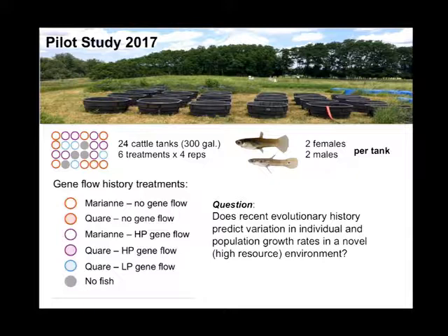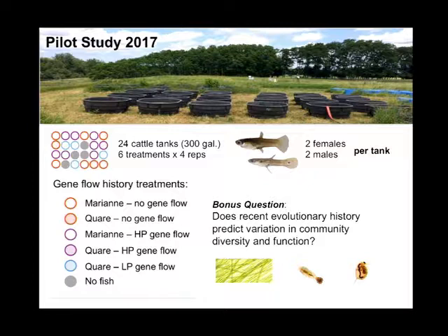The question I had the idea to ask was, does recent evolutionary history, gene flow from these different sources versus no gene flow, predict variation in individual and population growth rates in this novel high resource environment that they're introduced to? And then my bonus question: KBS is well known for its aquatic community ecology, and so I was careful about inoculating the tanks with the same inoculum, and my idea was to test whether recent evolutionary history predicts variation in community diversity and function as well. And that's why I have these four no fish controls here.